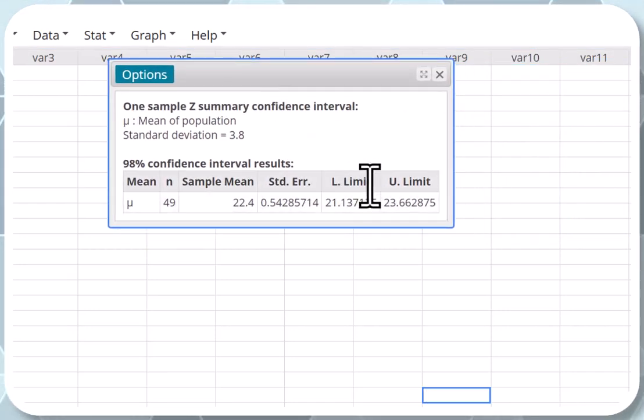The lower limit is the left endpoint of the interval and the upper limit is the right endpoint. So if you want to make a statement here, you say with 98% confidence, we can say that the true mean is between 21.14 and 23.66. This is how you interpret the interval.